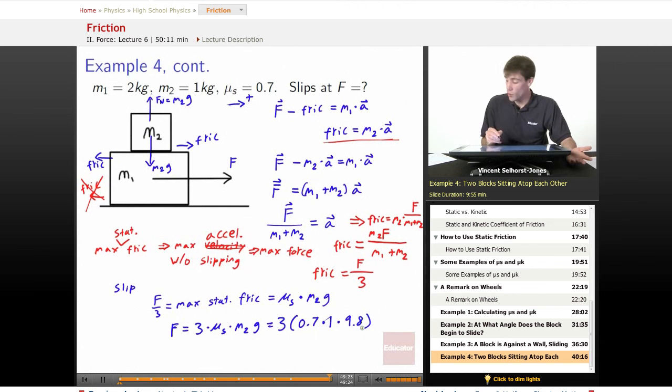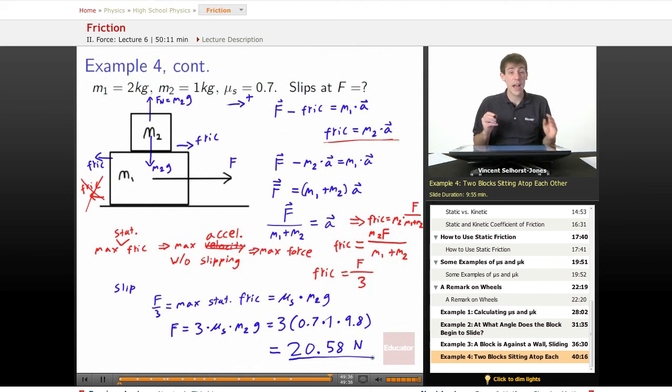9.8. So when we use the calculator on this, we come up with the number 20.58 newtons. That's how much force it takes to finally get the thing to just start slipping. If we just barely exceed 20.58, that's the razor's edge, the slightest bit of difference off of 20.58, and it will just start to slip because we'll have just exceeded this maximum static force.